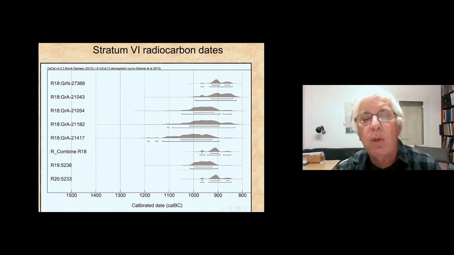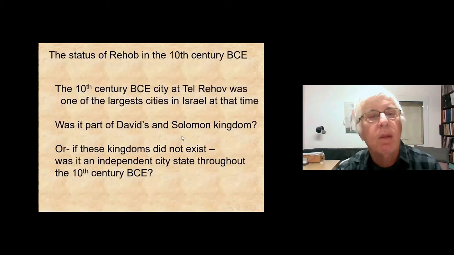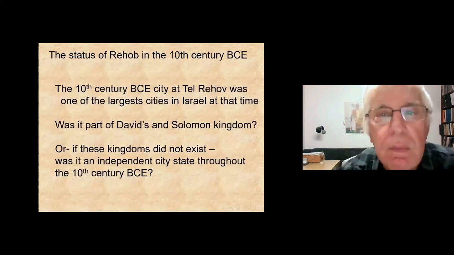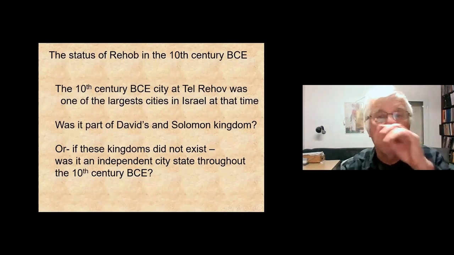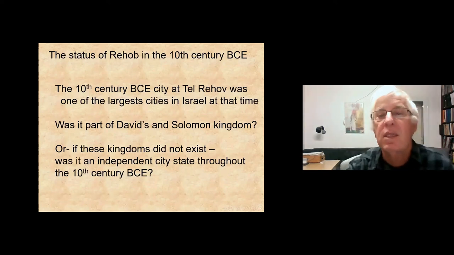You can see the radiocarbon dates here from this red city. They're all in the 10th century, between 1000 and 900 BC, except this one. During the 10th century, Tel Rehov was one of the largest cities in Israel.